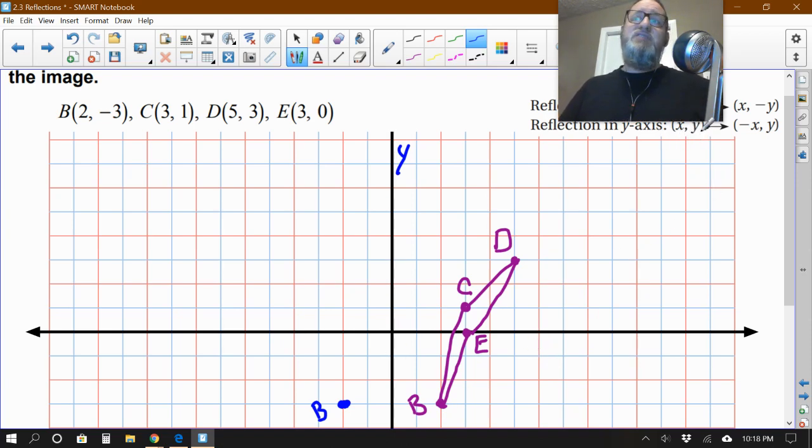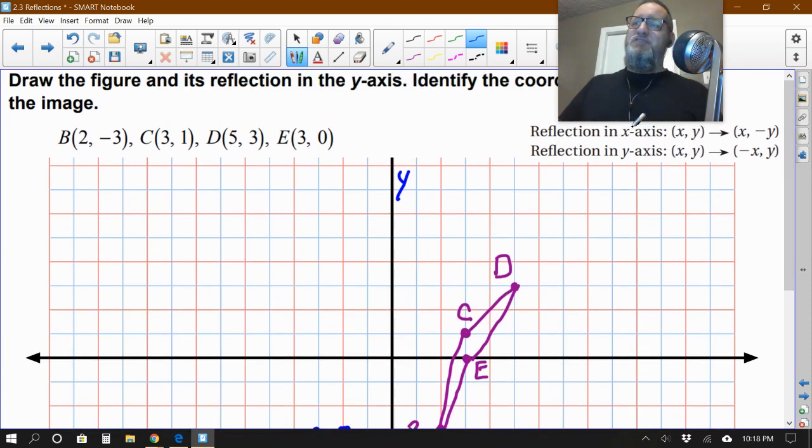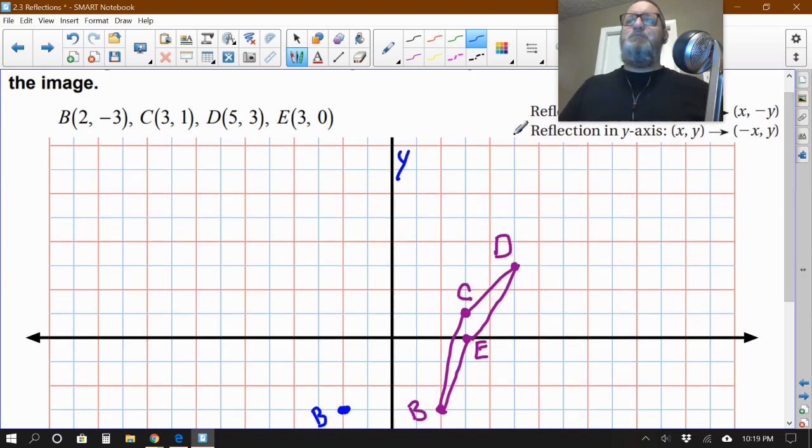Now, this time, xy becomes opposite of xy. So this time, again, if you're going across the y-axis, guess what changes? The x. Did you catch that? When you reflect across the y, you change the x. And when you reflect across the x, you change the y. Kind of a neat way to remember that. All right, so let me slide down so we can see that rule.